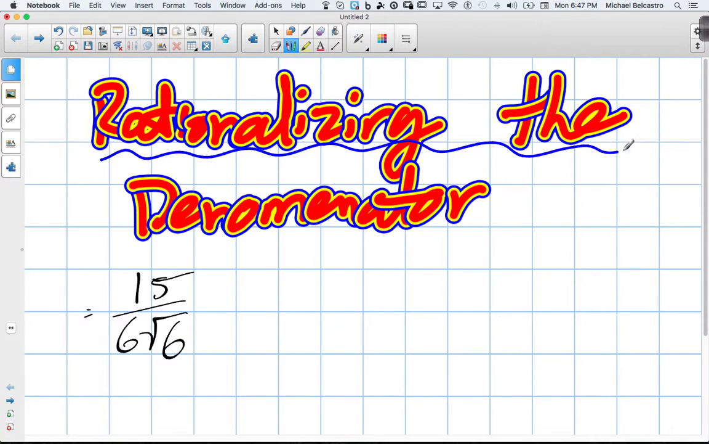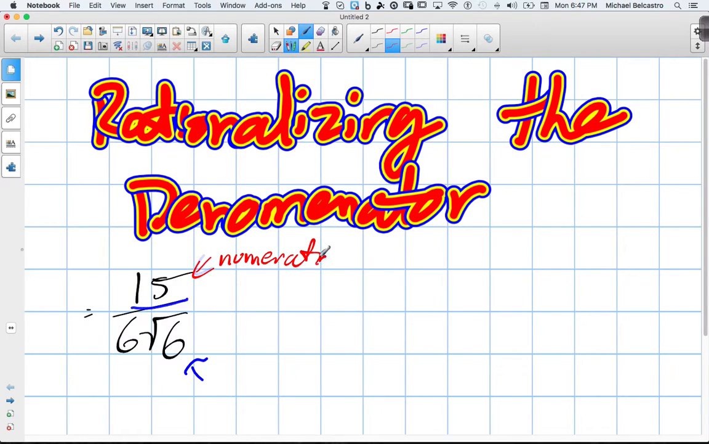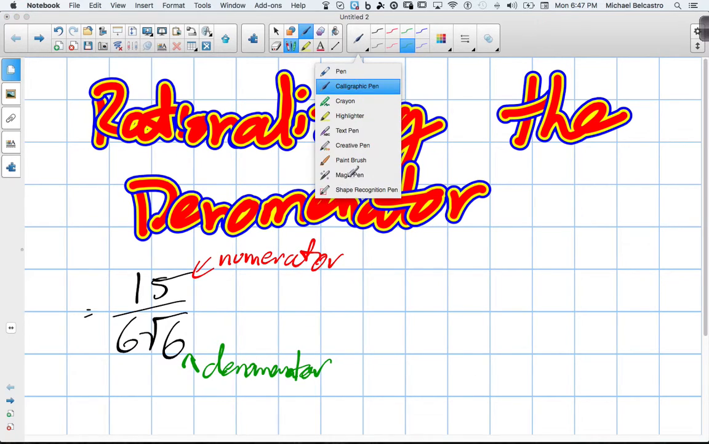All right, so we're looking at rationalizing the denominator. So the very first thing we have to do is figure out that the top is the numerator, the bottom is the denominator. We can write that in. I don't know if I'm going to spell them both right. We'll find out. And the bottom is going to be the denominator. There we go. I think I got it. I scribbled so you can't tell if I made a spelling mistake. But anyways, we've got a numerator and denominator.